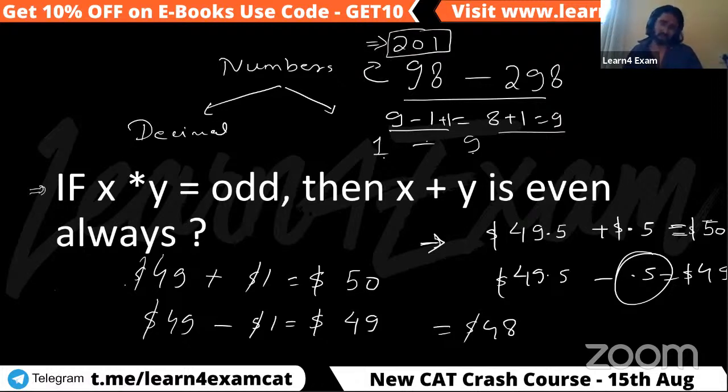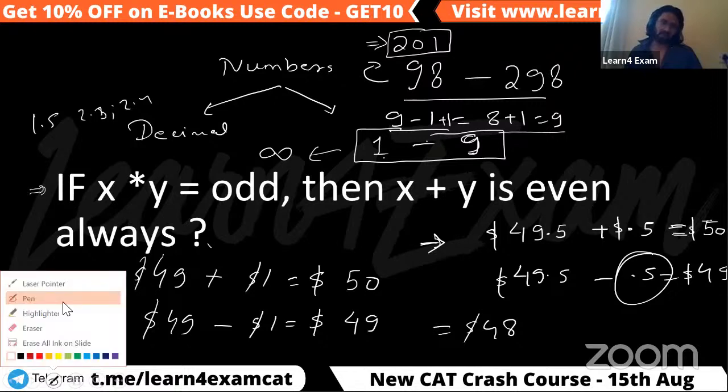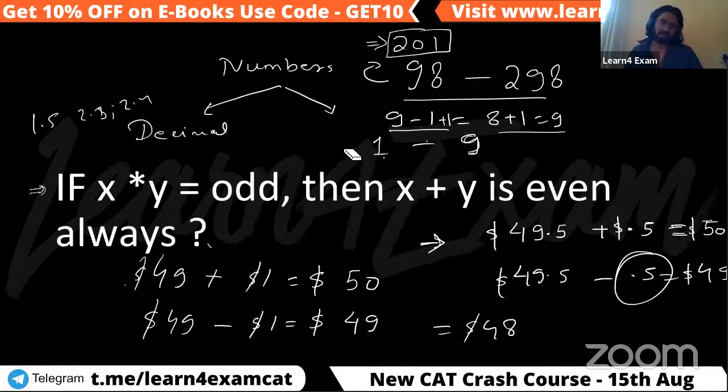He is right. But I was wrong if I'm saying there are 9 numbers from 1 to 9. Actually, there are infinite numbers. There are 9 natural numbers, 9 integers from 1 to 9. But numbers are also 1.5, 2.3, 2.4. So there are infinite numbers. Technically, we cannot tell how many numbers.